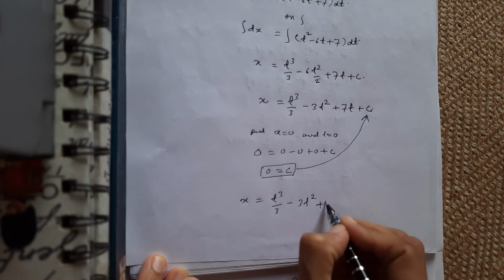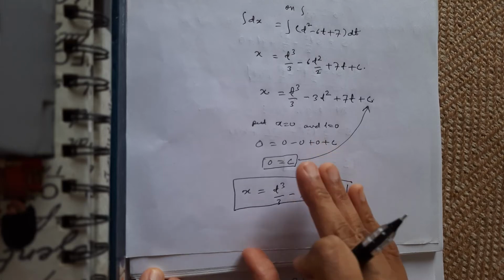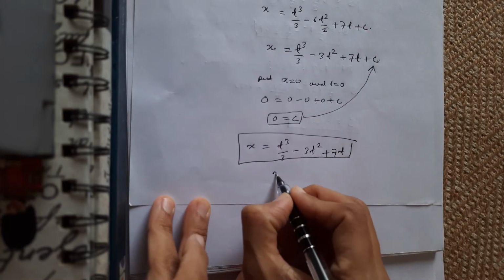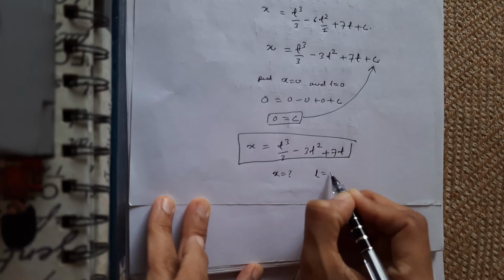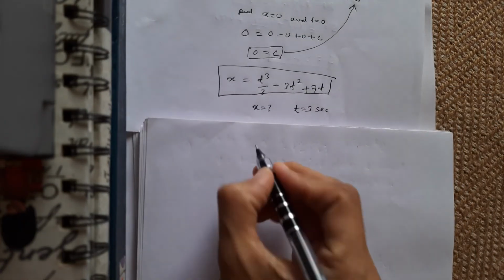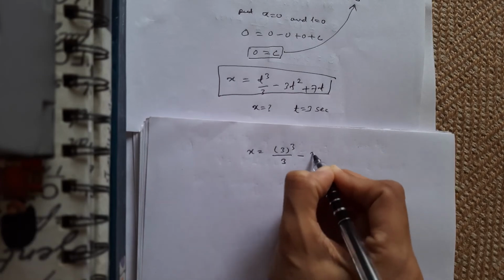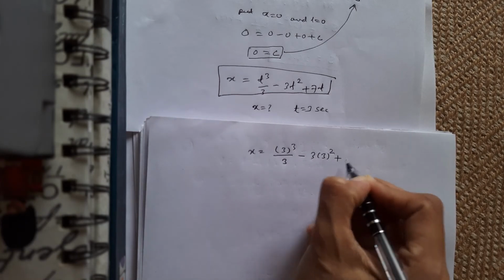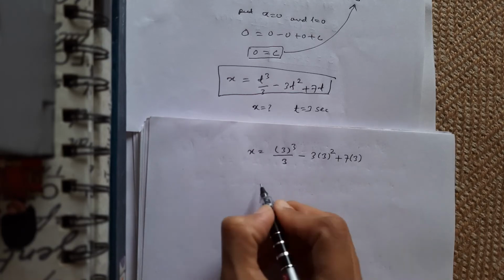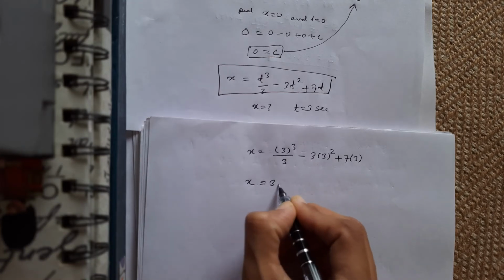and x I get as t cube upon 3 minus 3t square plus 7t. So finally I have this equation of distance, and now I will find out the distance x when t equals 3 seconds. So just substitute the value t equals 3 in this equation and I'll get the answer. So x equals 3 cube upon 3 minus 3 into 3 square plus 7 into 3. So just solve this equation and what I am getting is 3 meter.